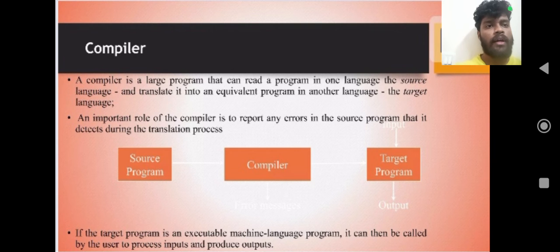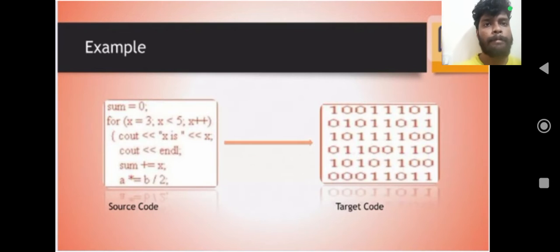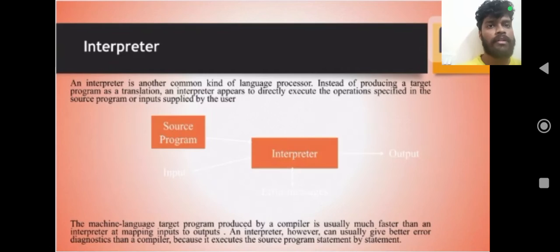Here I have given a simple diagram of how the compiler works. The source program is given to the compiler and the compiler converts it into a target program. If the target program is an executable machine language program, it can be called by the user to process inputs and produce outputs. Let us see one simple example. I have given source code, and this is converted to target code. As I told you in the previous slides, the target code is nothing but a sequence of zeros and ones, that is machine language.